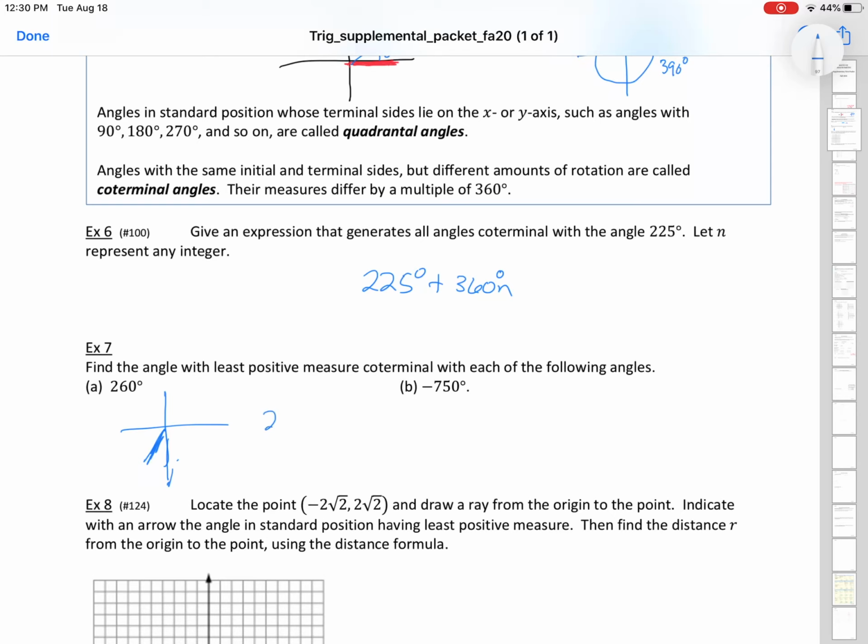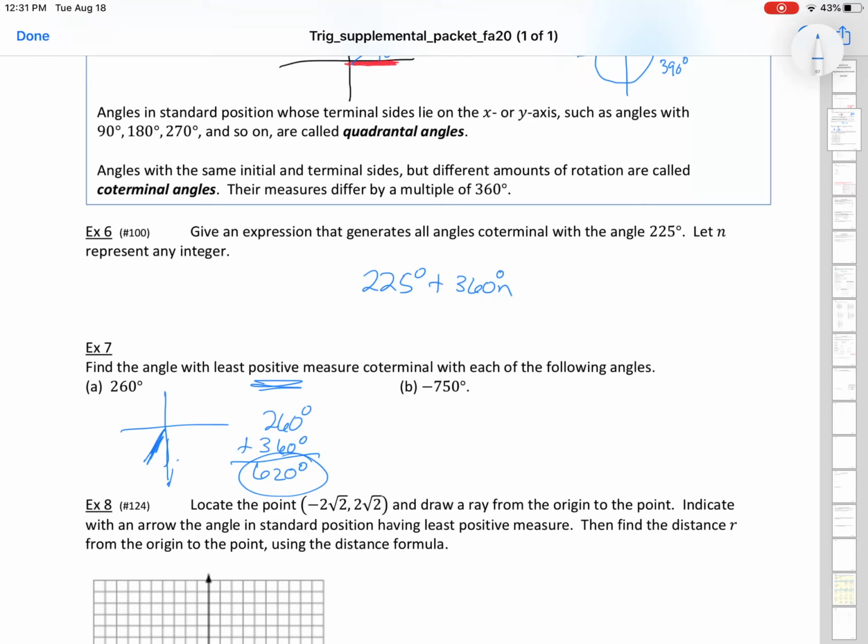No problem. 260 degrees plus 360 degrees will give me the answer. And so 620 degrees is the angle of least positive measure. Notice if I subtract off 360, I go negative. That will be a coterminal angle, but it won't be a positive measure. And so I want the smallest one.